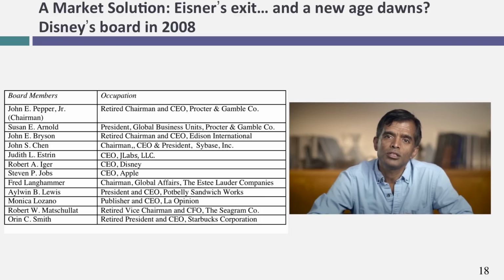Now, Eisner actually failed in fighting off the stockholders. Eventually he had to step down in 2005. The man who replaced him, Bob Iger, was the anti-Eisner. Anti-Eisner in what sense? He did everything differently from Eisner. He did not let the ego of past decisions drive his current decisions. He had a much smaller board. It was a much more independent board. So in 2008, if you looked at Disney's board, it was an improvement on the 2003 board.